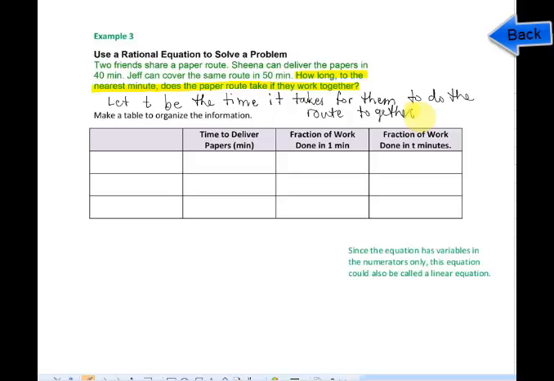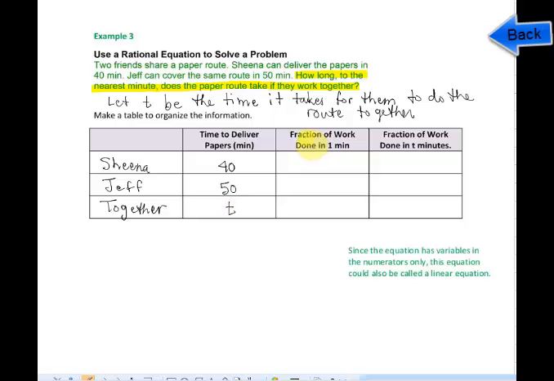Okay, in filling the chart, the first column will have the names of our characters, so Sheena and Jeff, and we also want to include together. If you take a look at the problem, our time is in minutes, so when we fill in our second column here, we have to recall that our time is in minutes. Sheena can do this paper route in 40 minutes, and Jeff can do it in 50, and we don't know what their time is together.